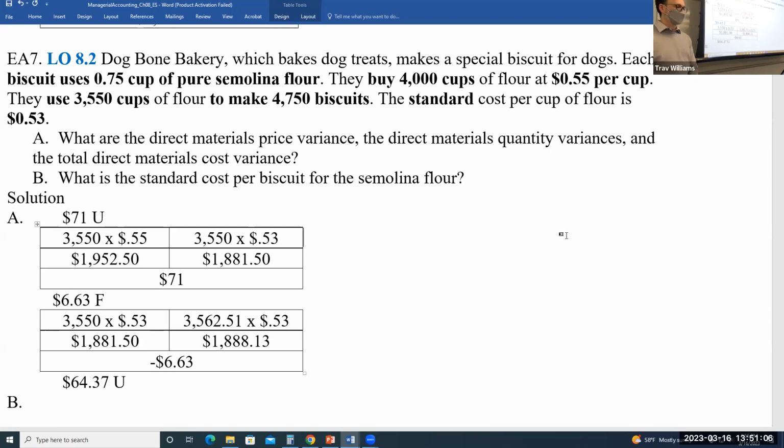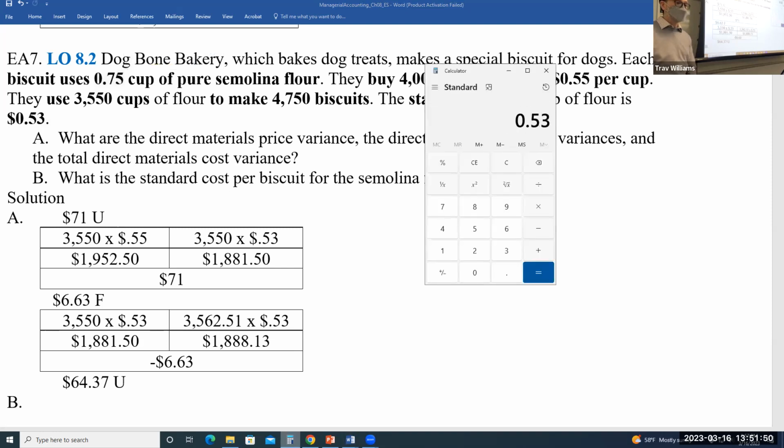Right, let's see. So the last part of this one is, what is the standard cost per biscuit for the semolina flour? They gave us the standard cost per cup. And now they're asking for the standard cost per biscuit. So how do we figure that out? Okay, so yeah, 53 cents is the standard cost for a cup of flour, and multiply by the 0.75 cups per biscuit.